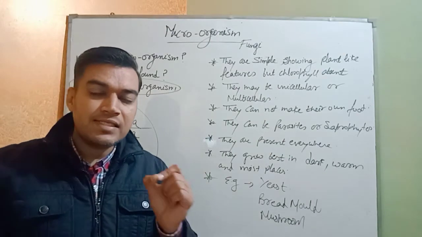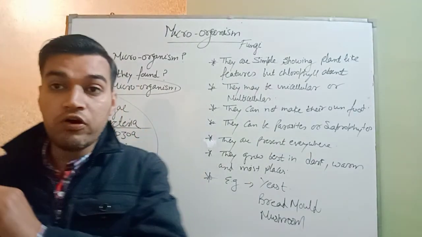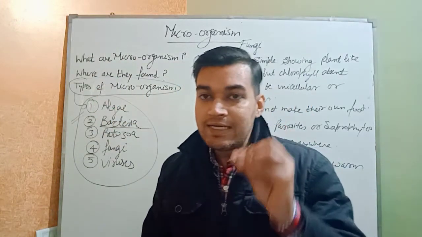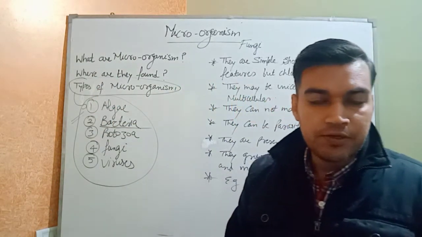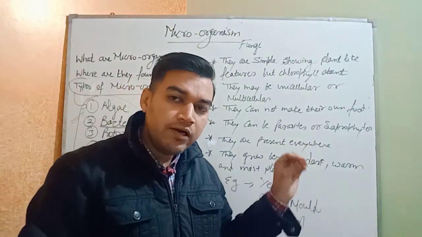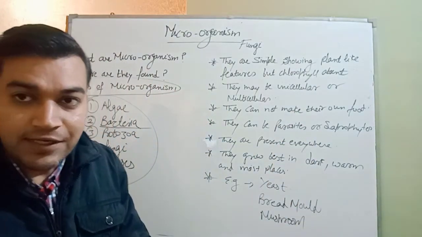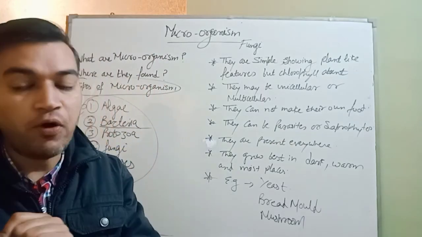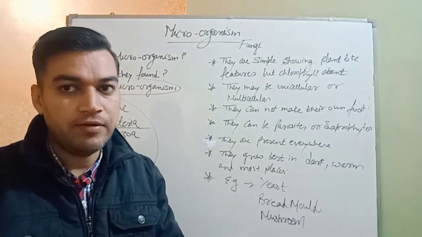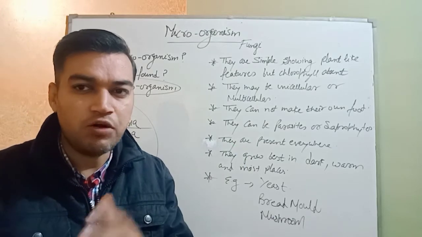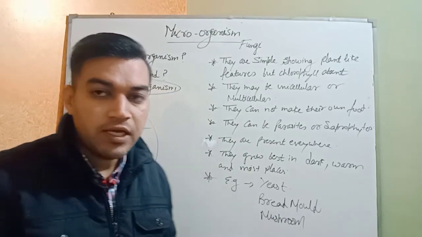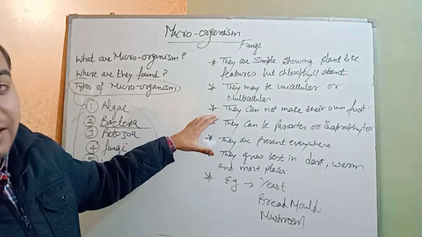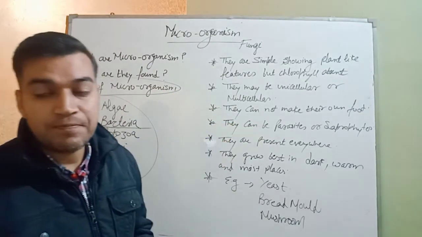Again, fungi are simple microorganisms, just like the other microorganisms we have done. They can be unicellular and multicellular, and they show plant-like features, but there is a difference: they do not have chlorophyll. That means they cannot make their own food and cannot perform photosynthesis.